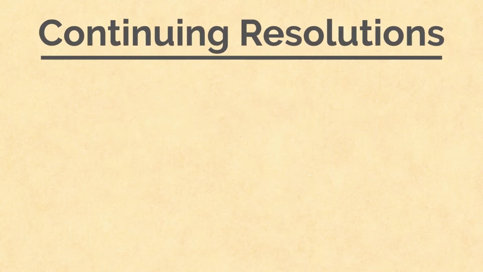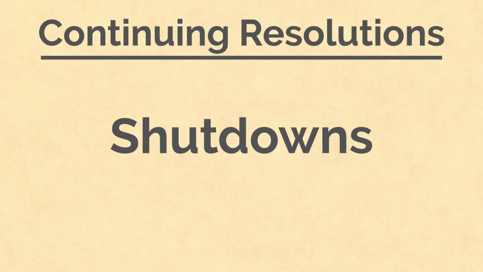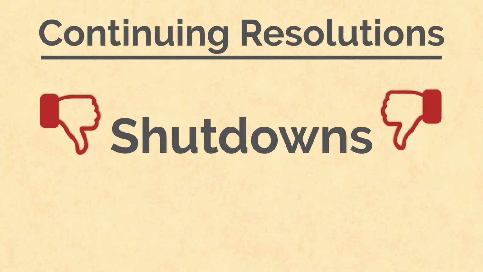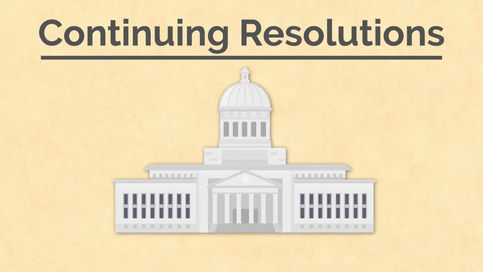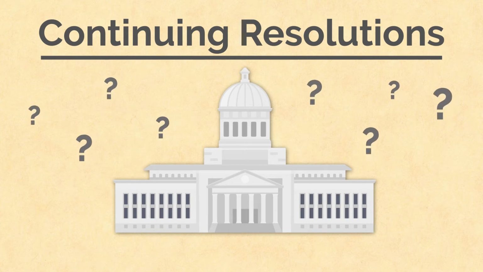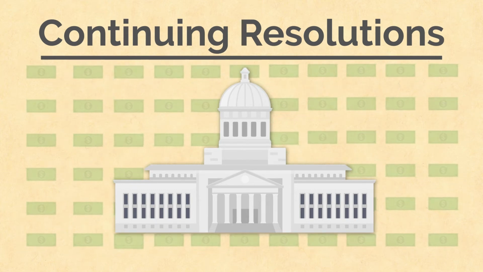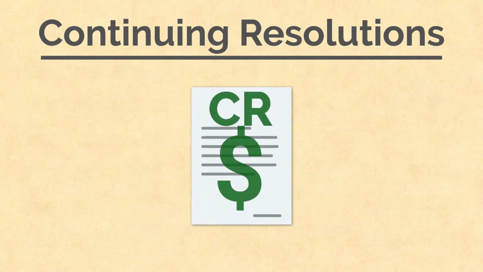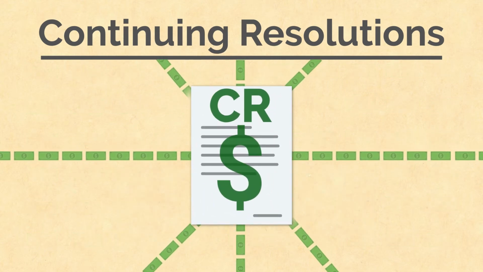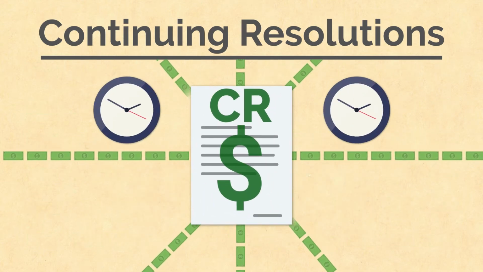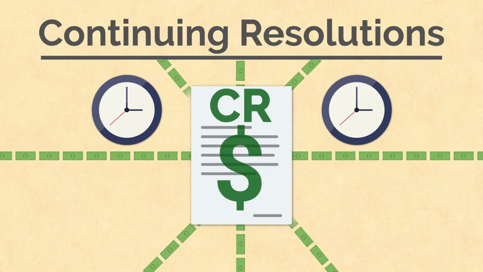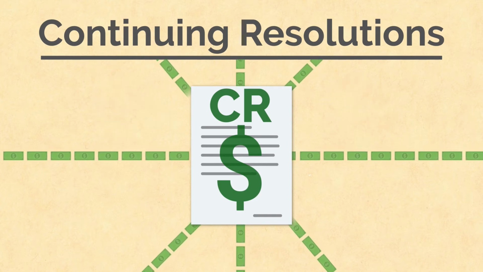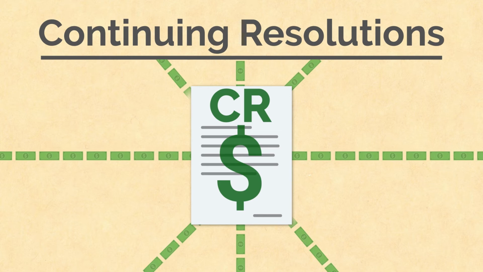Continuing resolutions. Shutdowns are bad and no one wants them to happen. But sometimes, Congress still cannot pass a budget the way it's supposed to. To make sure the government doesn't run out of money, Congress can pass a continuing resolution, or CR. A continuing resolution is a bill that says the government should keep paying the same amount for everything for a little while. A continuing resolution is not a budget, but it keeps the government from shutting down.